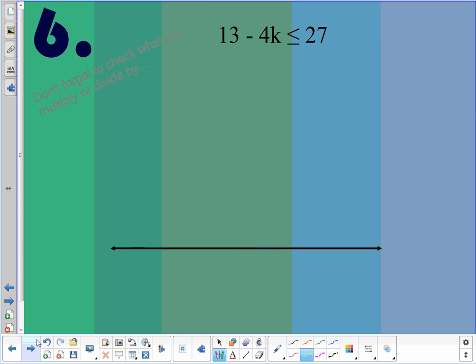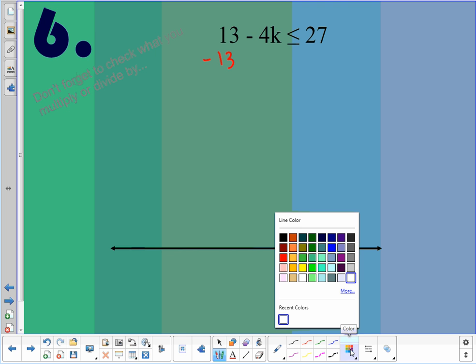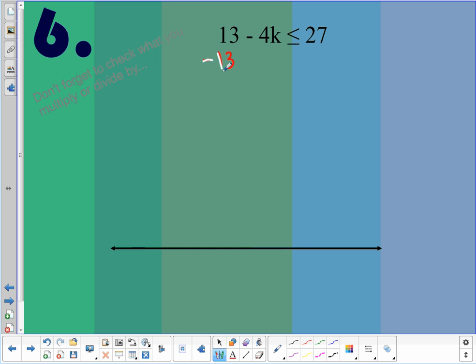All right, let's try number 6. I have 13 minus 4k is less than or equal to 27. No variables to worry about on both sides, no distribution to take care of. I just need to solve this. So I'm going to start by subtracting the constant. My constant is a positive 13, so I need to subtract it to make it go away. I'll use a different color so that's not so blinding. So I'm going to subtract the 13.